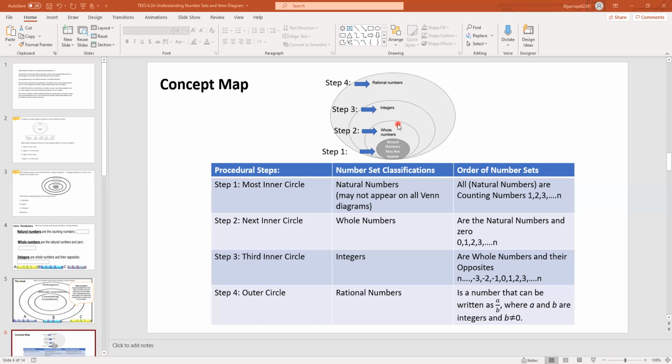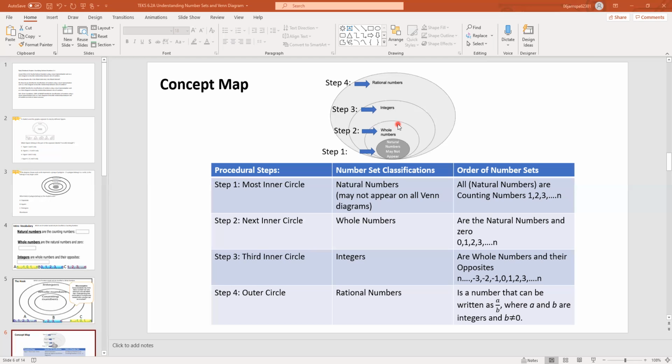All right, our third inner circle is integers. And integers are whole numbers and their opposites. Now, when you think about an opposite, I think about positive and negative. And that's basically what an integer is. I have a positive one, well, I got a negative one. That's an integer. And 0 is also an integer. So an integer includes all natural numbers, all whole numbers, and their opposites, okay?